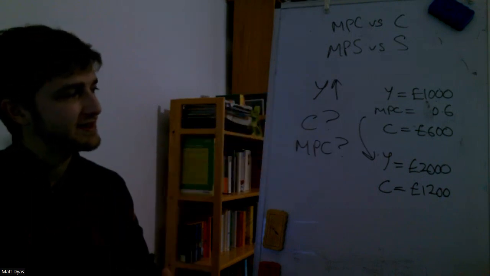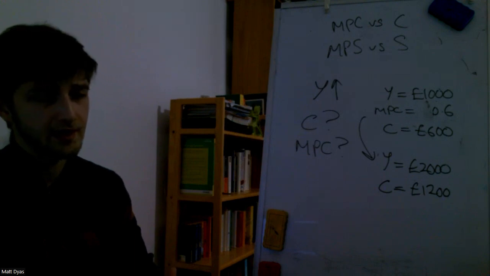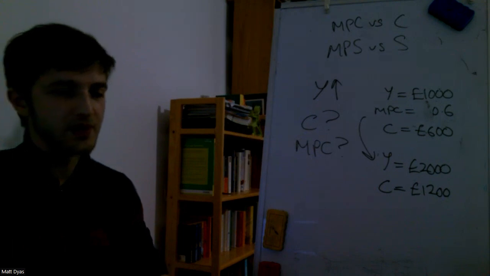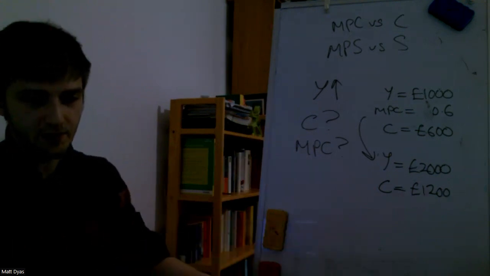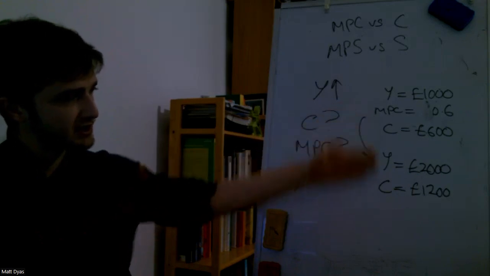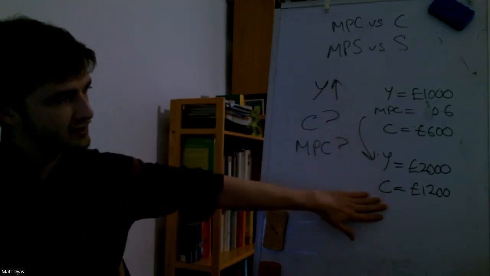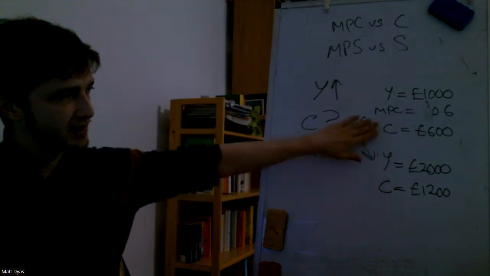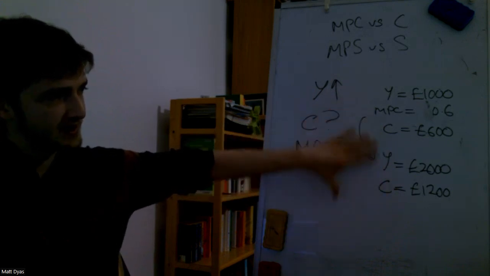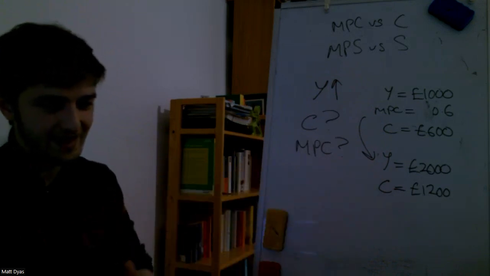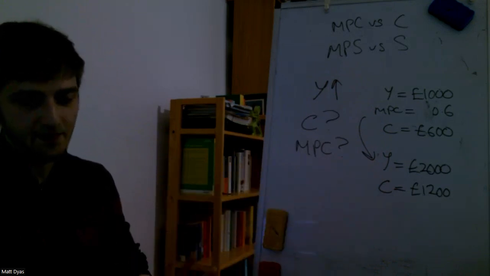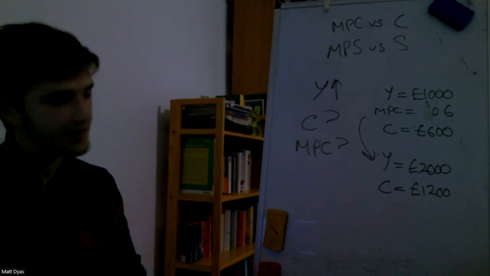So the mistake that is often made here is people will say if income rises, MPC increases, when what they mean is C. They mean people will spend more, which is what's happening here, right? You've gone from spending £600 a year or a month or whatever to £1,200. So spending has increased, but MPC does not necessarily increase when income rises. Okay, that is the essence of the error. MPC and C are not the same thing.